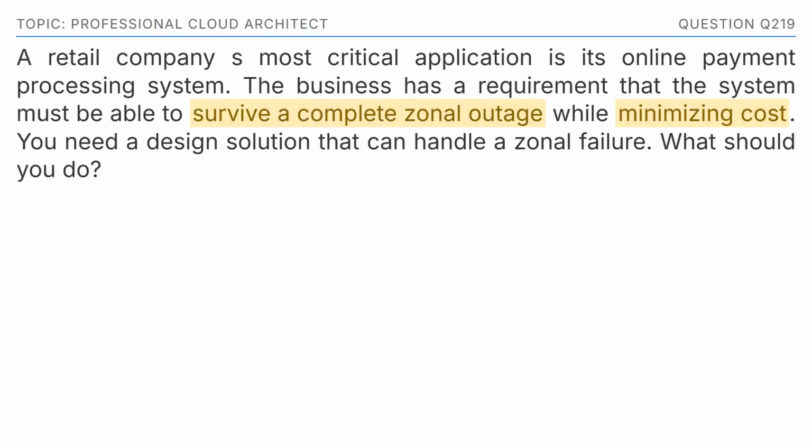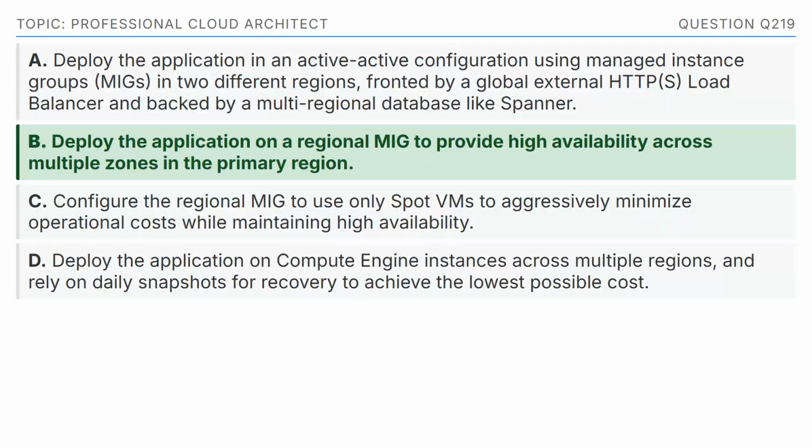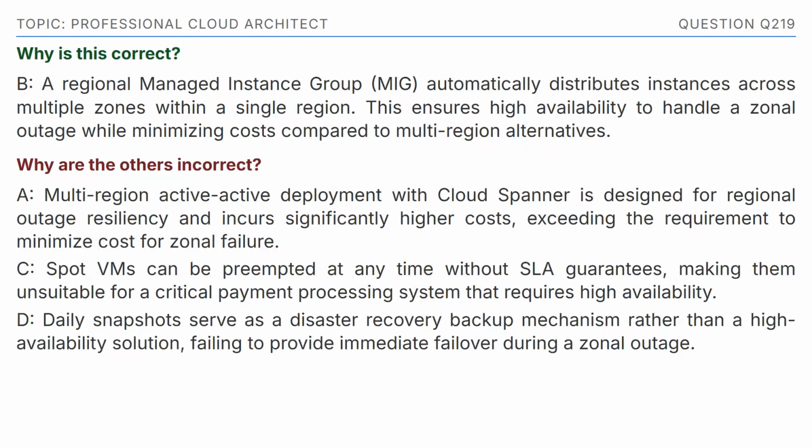To arrive at the correct answer, we focus on the keywords: survive a complete zonal outage, minimizing cost. The correct answer is option B. Deploy the application on a regional MIG to provide high availability across multiple zones in the primary region. Why is this correct? B. A regional managed instance group, MIG, automatically distributes instances across multiple zones within a single region. This ensures high availability to handle a zonal outage while minimizing costs compared to multi-region alternatives.